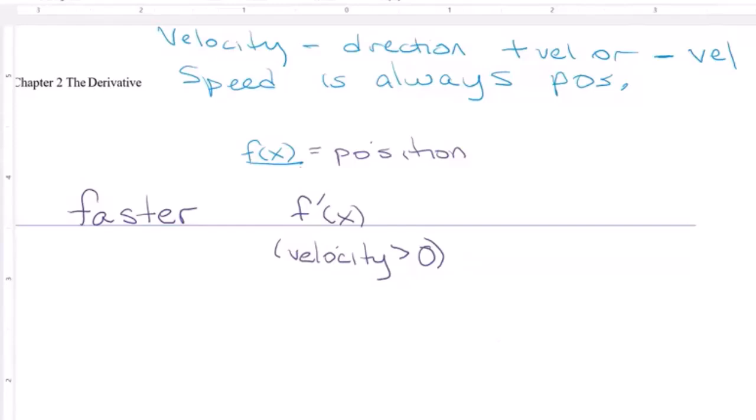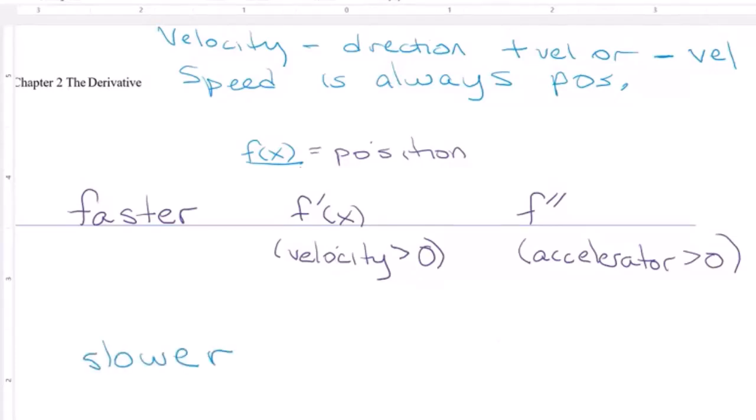Then if I put my foot on the accelerator, that means f double prime is also greater than 0. And I'm going faster in the forward direction, so this makes faster. If I'm going forward and I accelerate positively, I'm going faster. Now, look at the contrast.